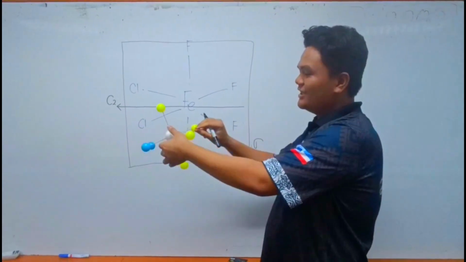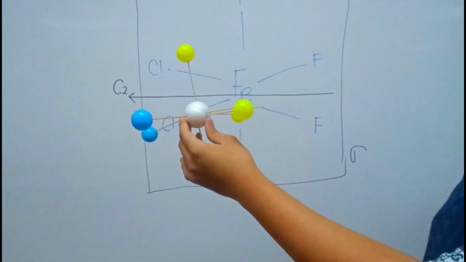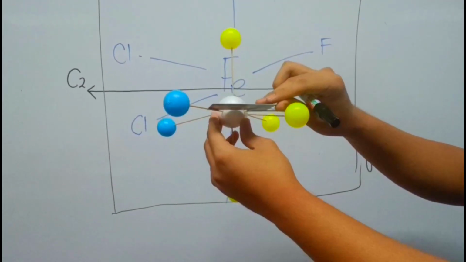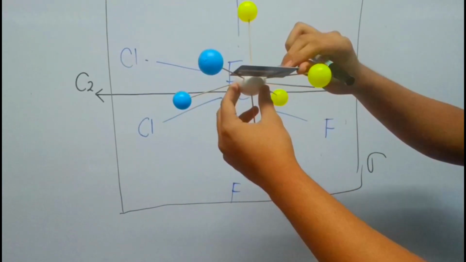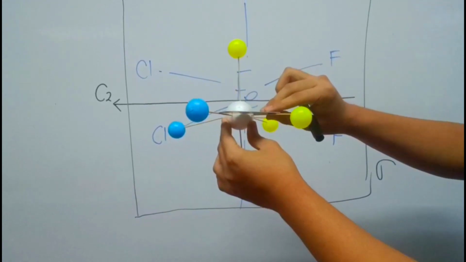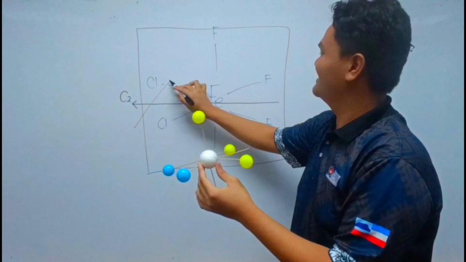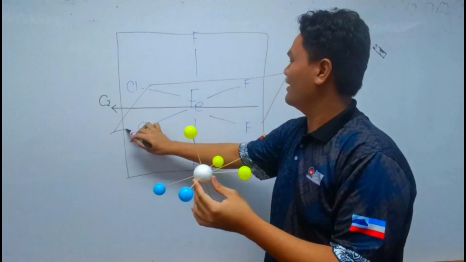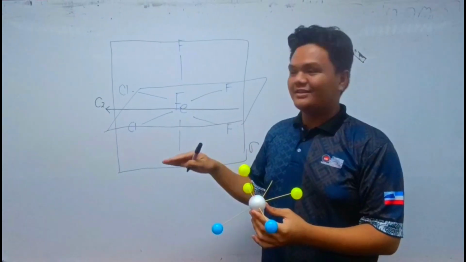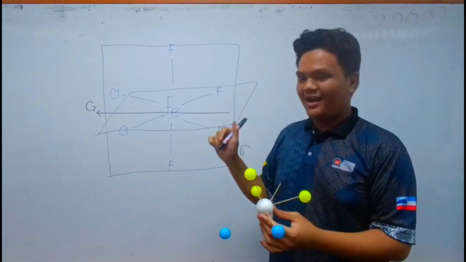Next, if we look from the side view, we will also find another plane which is cutting through here. If we reflect this molecule at this plane, we will still have the same configuration. Since the two planes are parallel with the main axis C2, the two planes are vertical planes.